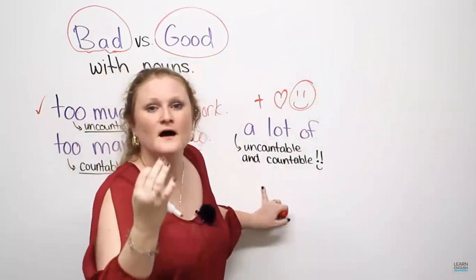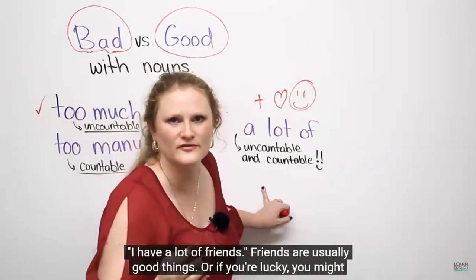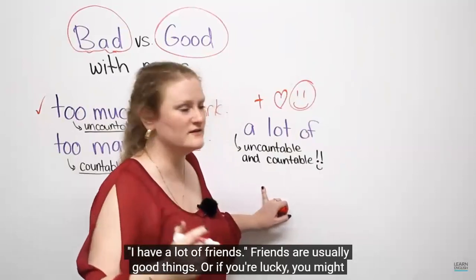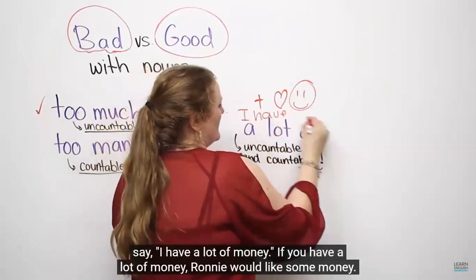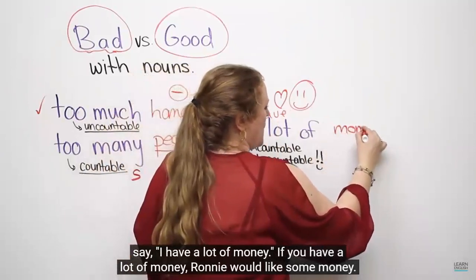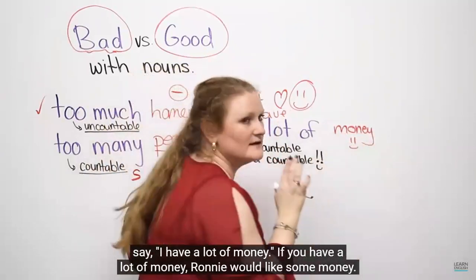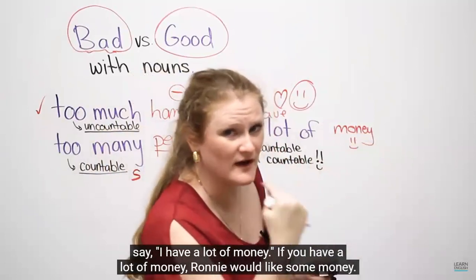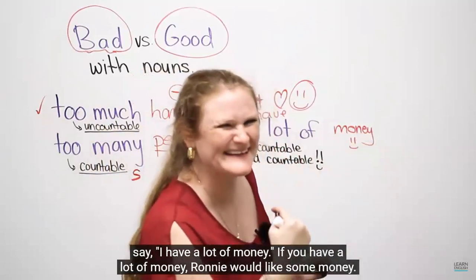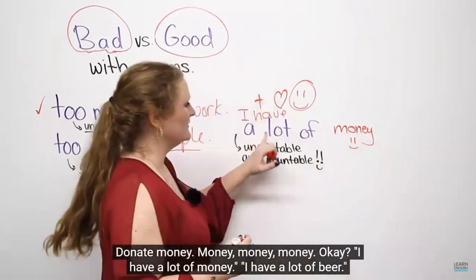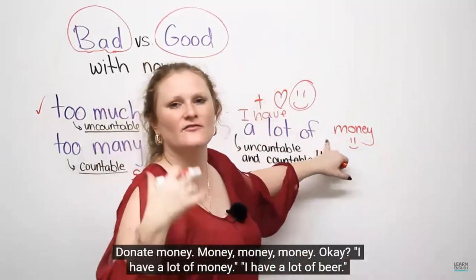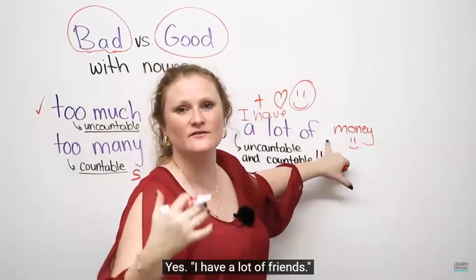For example, I have a lot of friends. Friends are usually good things. Or if you're lucky, you might say, I have a lot of money. Woohoo! If you have a lot of money, Ronnie would like some money. Donate. Money. Okay? I have a lot of money. I have a lot of beer. Yes. I have a lot of friends.